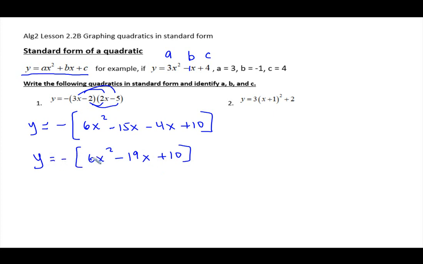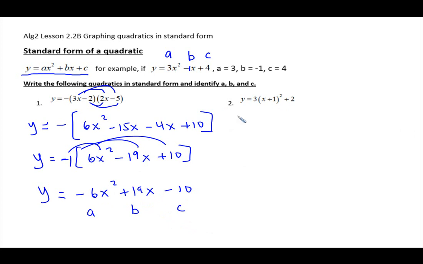And then I'm going to apply the negative to everything inside the brackets at the very end. So I distribute the negative to everything inside here. Think of that as like a -1. So y is going to equal -6x squared plus 19x minus 10. So now that it's in standard form, we know that our a value is -6, b is 19, and c is -10. Okay?